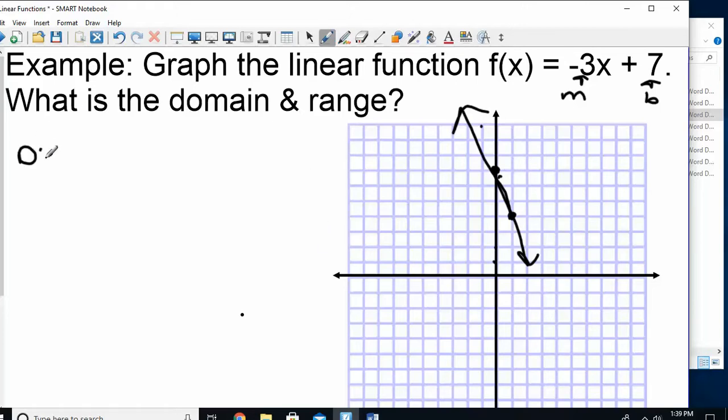Domain. It's talking about my x. As I go from left to right, this is extending forever in the negative and the positive direction. The range: this piece goes down forever, this piece goes up forever, so we hit everything. Every line will have a domain and range of negative infinity to infinity, except horizontal and vertical lines. Otherwise, those will always be the same.